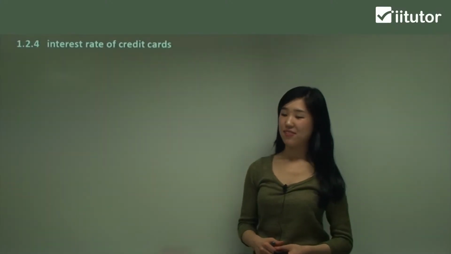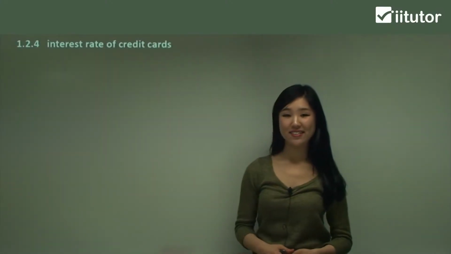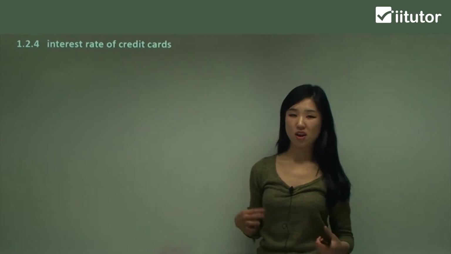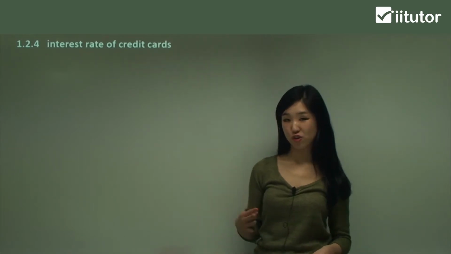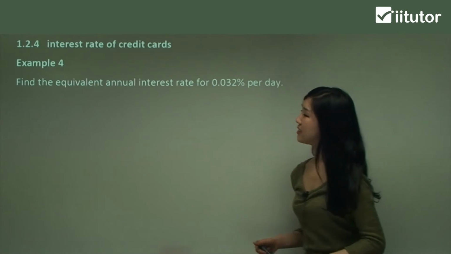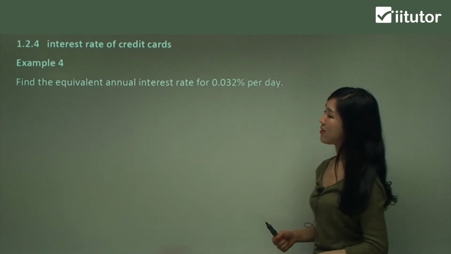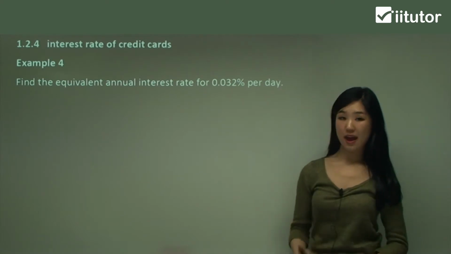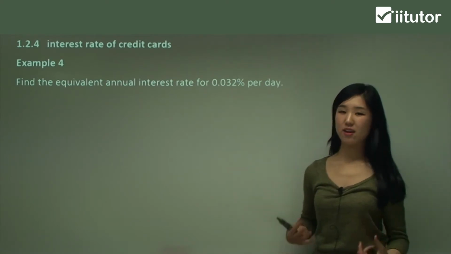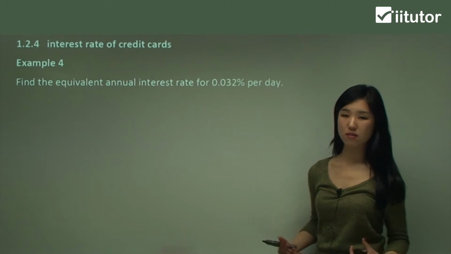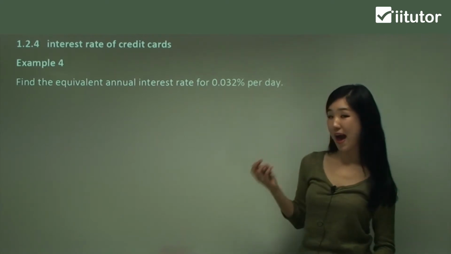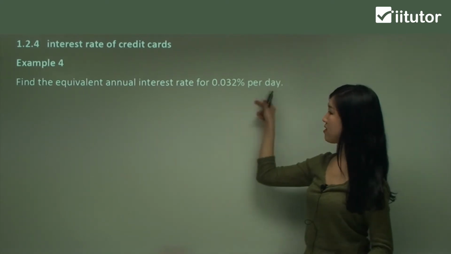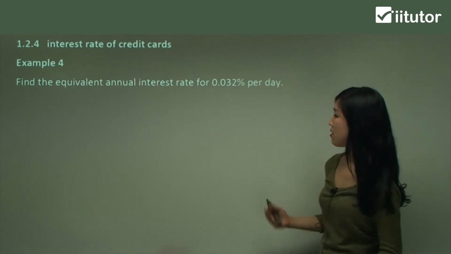Now we're going to be looking at the interest rates of credit cards. We're going to look at the variety of interest rates that are charged when you use your credit card. So starting with an example, find the equivalent annual interest rate for 0.032% per day. Because we usually like to calculate the per annum interest rate when it's in this kind of form, this is easy, guys.